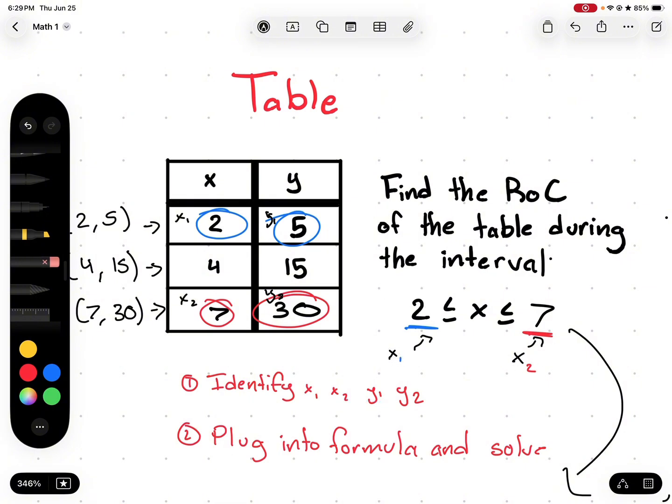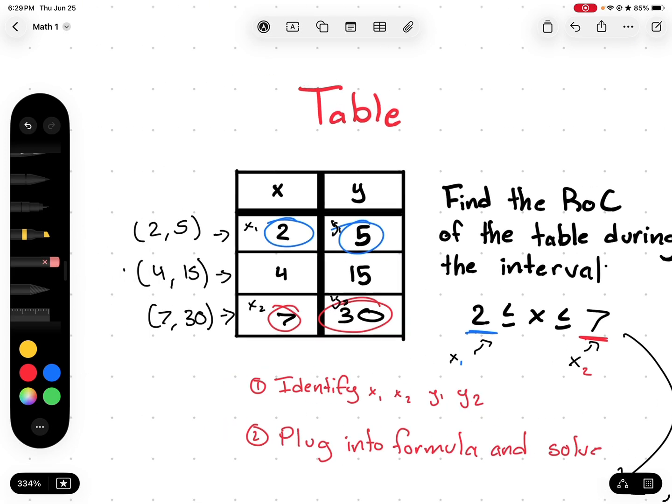Now that we've identified x1 and x2, which is our first step, we have to identify y1 and y2. Remember that x1 and y1 have to be connected. And if x1 is 2, y1 is going to be whatever 2 is next to, which is 5. So y1 is 5. And then same idea for 7. If 7 is x2, whatever's with 7 is going to be y2, which is 30.